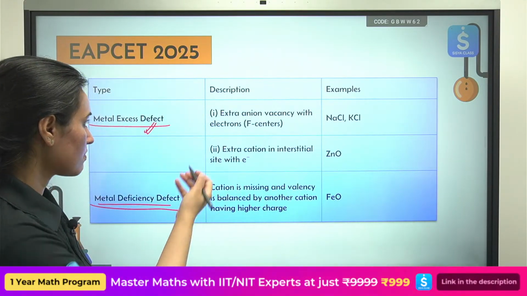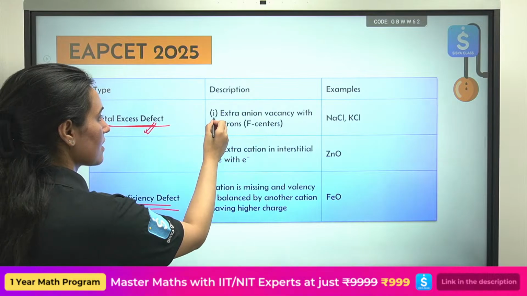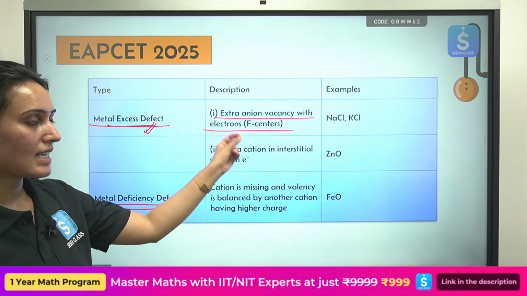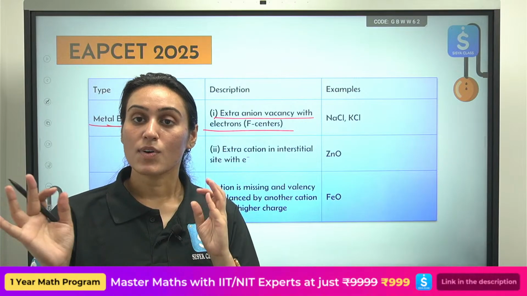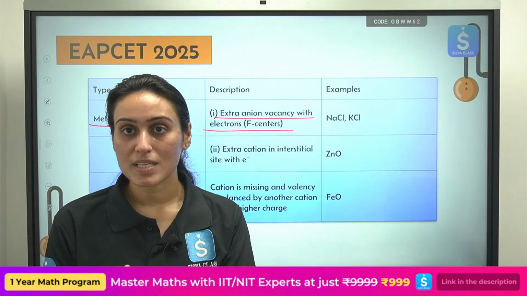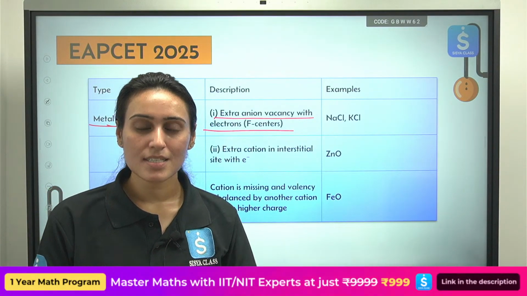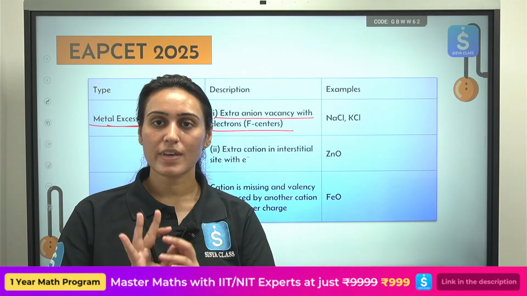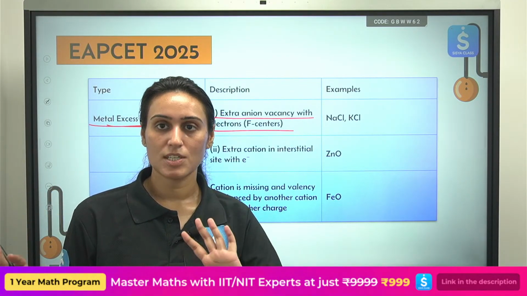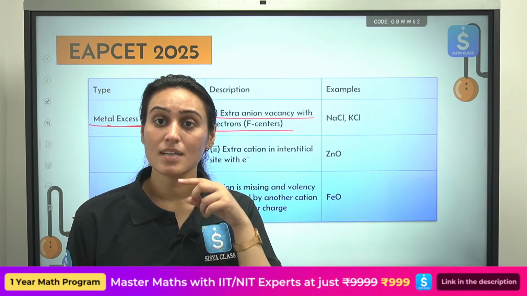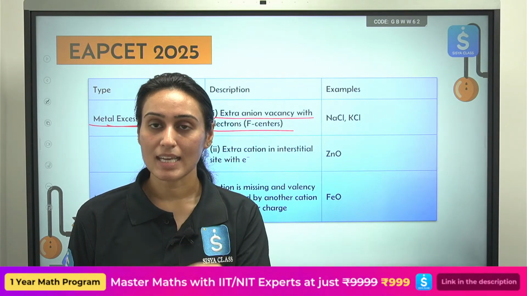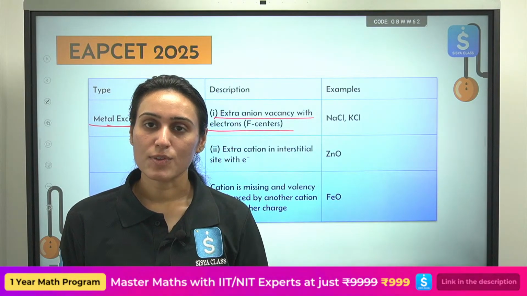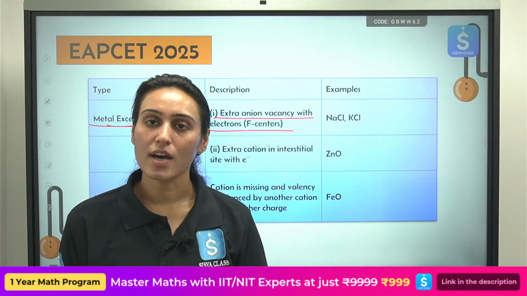Name will tell you the type of defect. Okay, so we see metal excess defect, extra anion vacancy with electrons present in the interstitial site. What do we call such sites where electrons are present now? We call them as F centers, and because of F centers, you will see color in your compound. So wherever you see the term F centers mentioned, you will remember electrons are present in interstitial site. Second thing you will remember, it will give you the color to your compound.